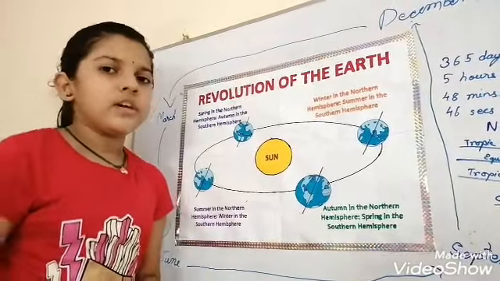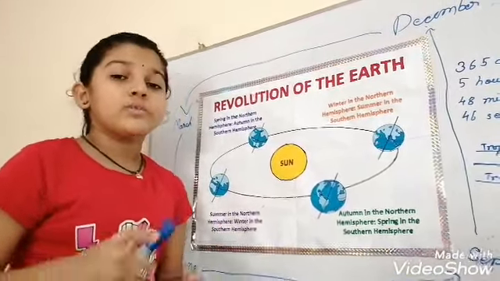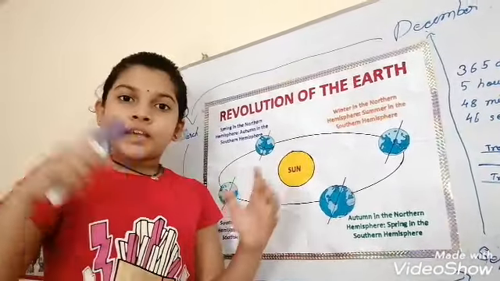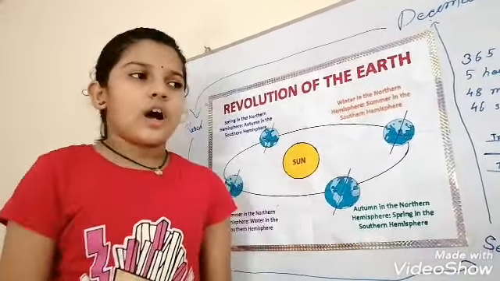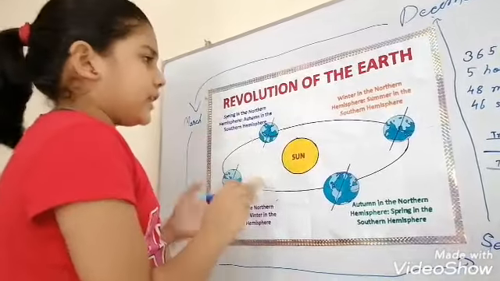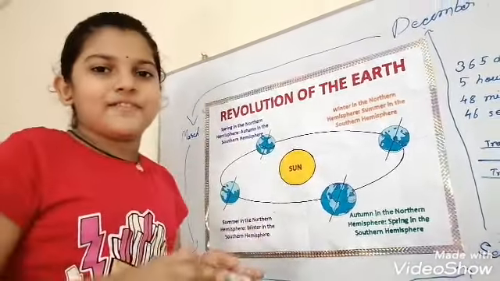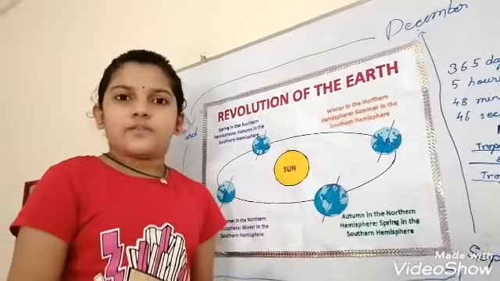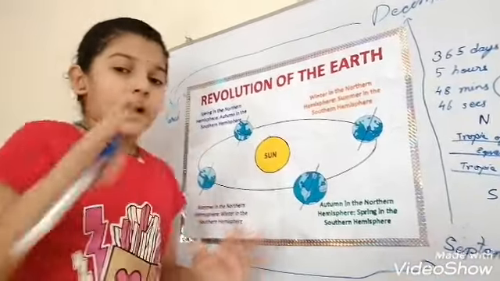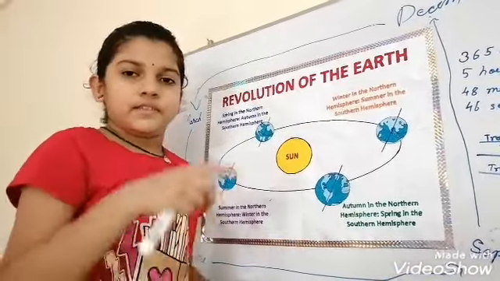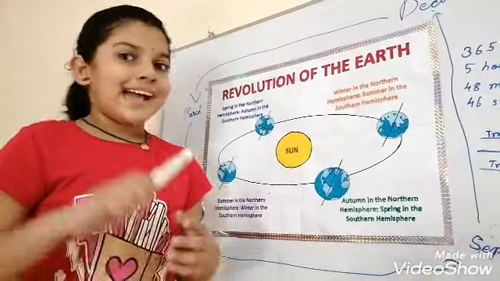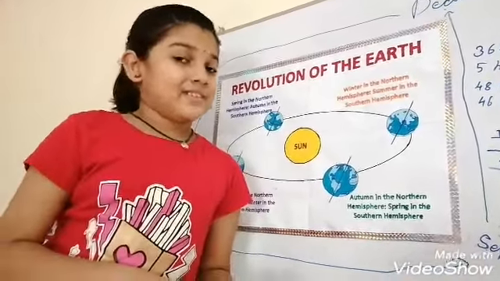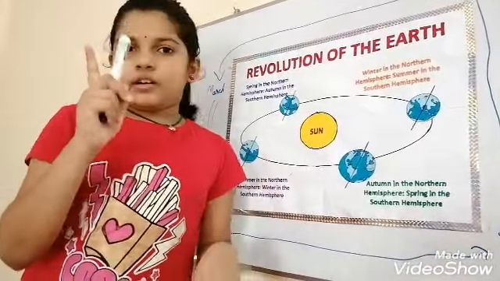And what is revolution? Revolution means the earth also moves around the sun besides rotating on its axis. This type of movement is called the revolution of the earth. And this is the earth's orbit, the path on which the earth revolves around the sun. And the most important thing, how much time does one revolution take to complete?